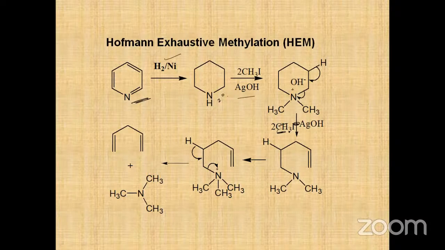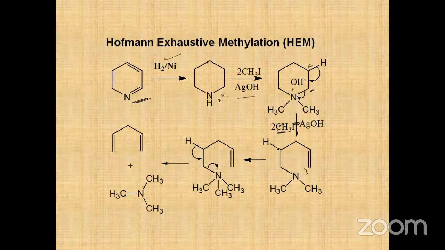Then again, it is treated with methyl iodide. Then it will open up the ring. What's happening? There is a beta hydrogen here. This is the alpha position. This is the beta position. The beta carbon-hydrogen bond pair of electrons is donated to the ring. At the same time, the nitrogen alpha carbon bond will be broken. That leads to the formation of an unsaturation, and it will open up.